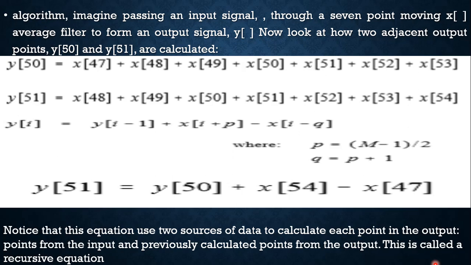If we want to calculate y of 51, we will simply use this formula, that is y of i equals y of i minus 1 plus x of i plus p minus x of i minus q. By simply putting in the values, we will calculate y of 51. The notice given here is that this equation uses two sources of data. What kind of data? The previous data and the future data. This is called a recursive equation because the calculation is further used in the future value. This is all.